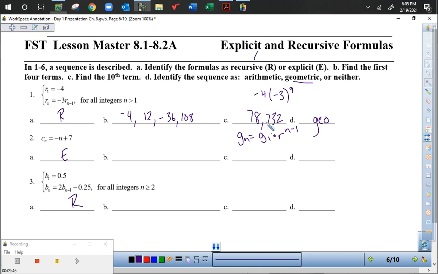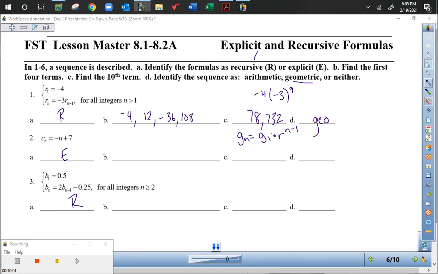And that will be equivalent to that 78,732. If I asked you for the 100th term, you could put a 99 here, and it saves you a bunch of time. Okay. On part 2, we're given an explicit formula, so I'm going to show you again the shortcut for this.